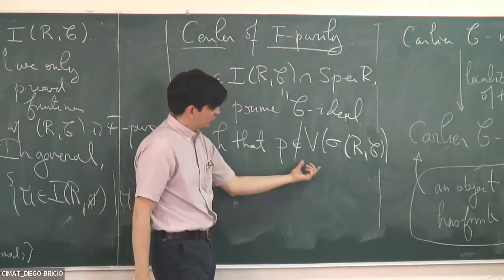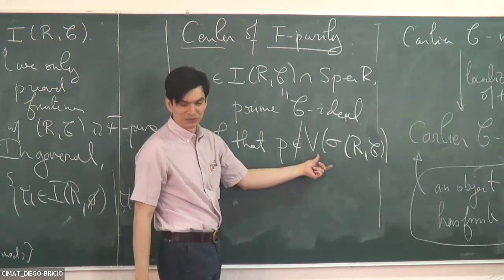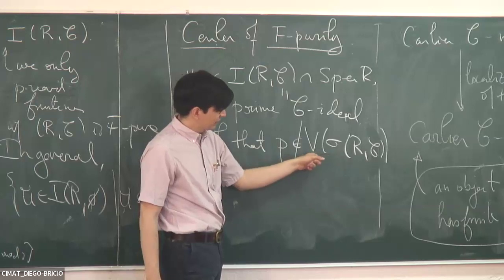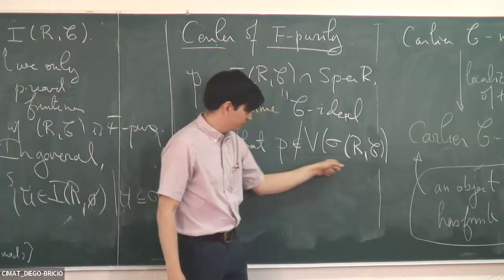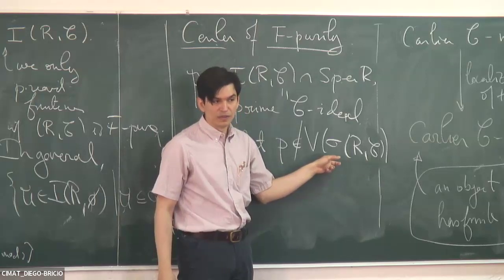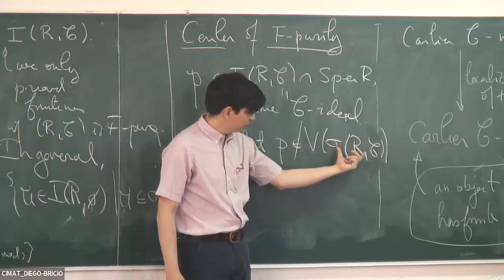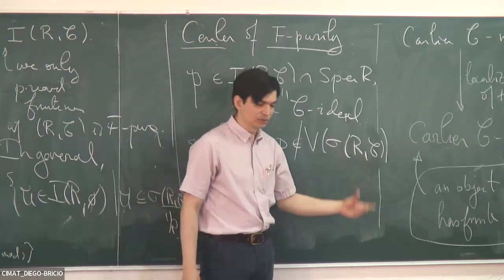Actually, you solved an exercise, I hope. If not, you have to go and do it. Let's say that this variety here, or this closed subset to be more specific, is the non-F-pure locus. So what I'm saying here is that P has to be in the F-pure locus.